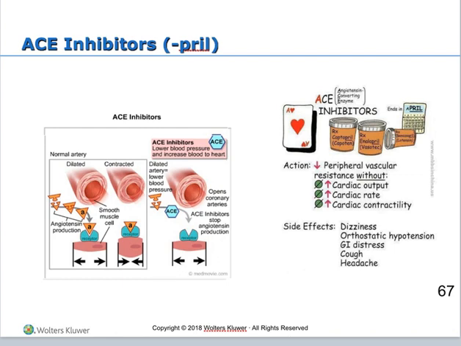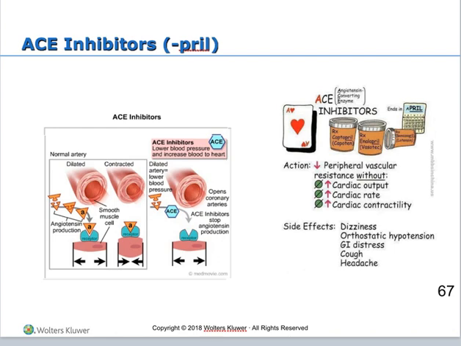Just a reminder, I'm going to review the renin-angiotensin-aldosterone system with you because it's so important to understand. So this is the sequence of events. Number 1, your kidneys release renin to help maintain a blood pressure. Step 2, renin acts on angiotensinogen to form angiotensin 1.